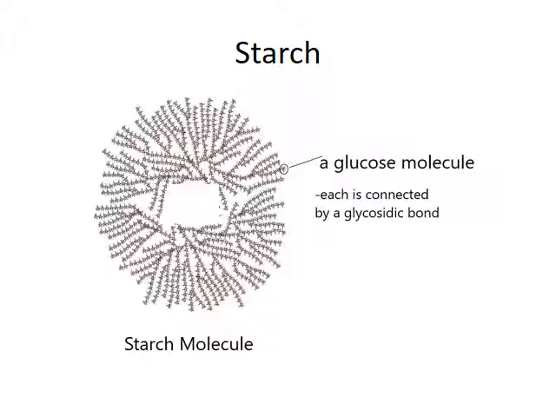So here's an example of each one of them. This is a starch molecule, and every one of these little guys here is a glucose molecule. That's a building block, and each one of these glucoses is held together by a glycosidic bond. You can see that this is a very big molecule, and what makes it big is that it has several hundred glucose molecules attached.